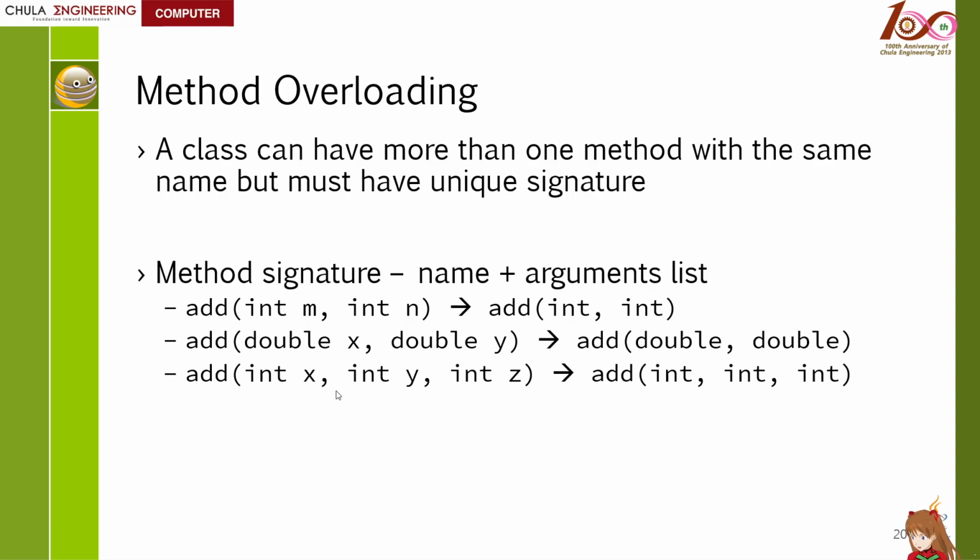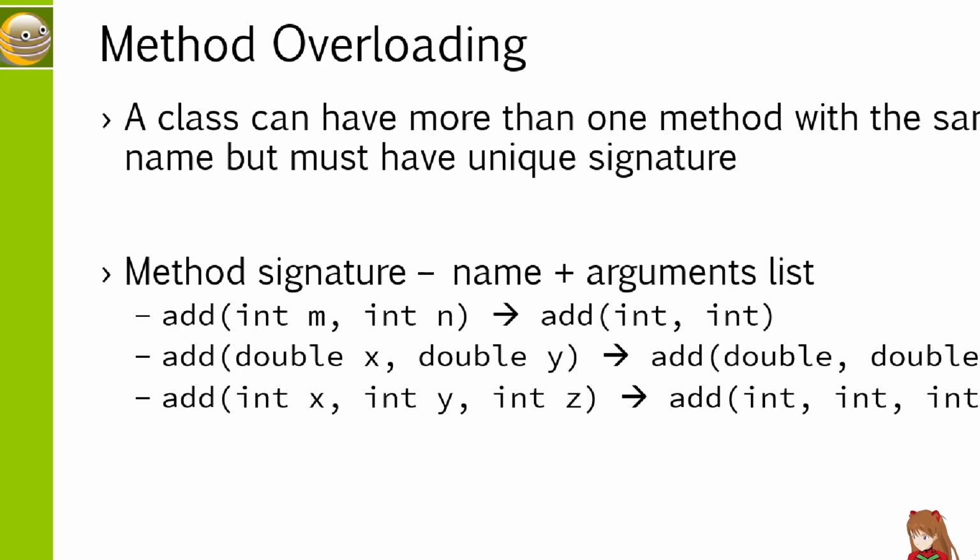Alright? These things, the method name, the number of parameters and the type of parameters, are what we call the method signature. And the method signature is the thing that the system will use to identify which method to call. Alright? But you have to remember one thing.